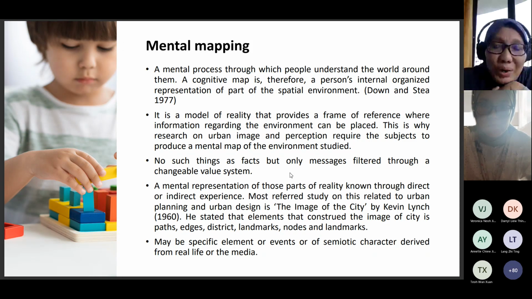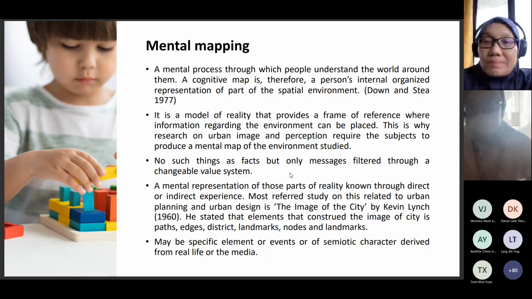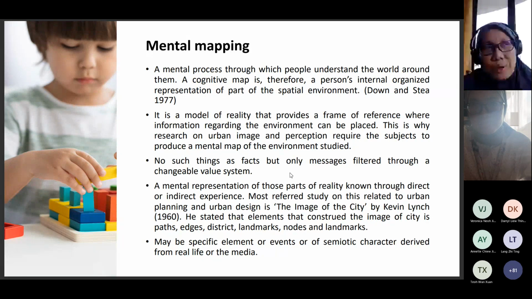So in reality, there is no such thing as facts actually, but what we have inside our mind is only messages that we receive from the environment, filtered through a changeable value system. Our value system is influenced by how we read and map the place inside our mind, and that in the end develops into an evaluation of the place. The only way we can tell whether a person is happy with the city that you build is through this evaluation process. Because when a person says they like the place, that means some aspect of the environment meets their needs, influences them through their perception and cognition, and makes them quite positive towards the environment.